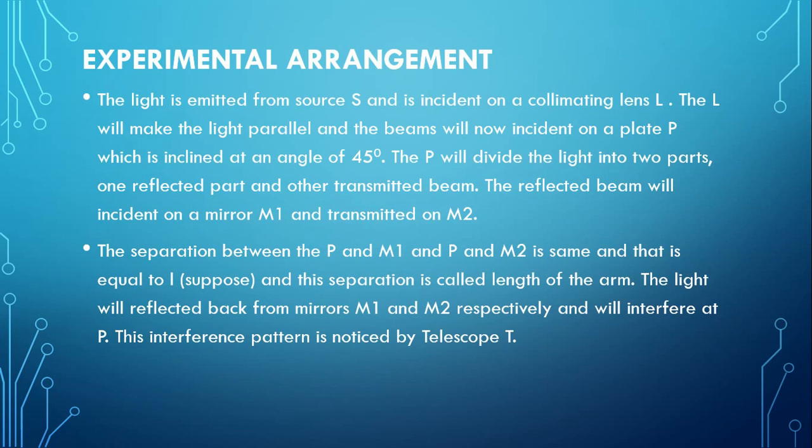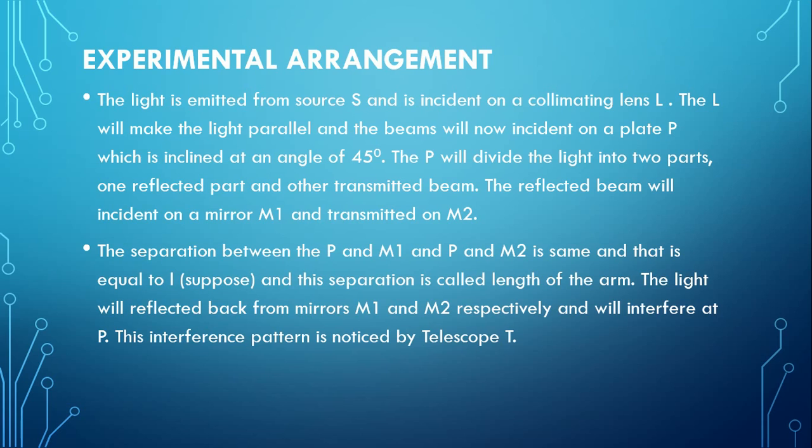Experimental arrangement. The light is emitted from the source S and is incident on a collimating lens L. The lens L will make the light parallel and the beam will now be incident on a plane P, which is inclined at an angle of 45 degrees. The plane P will divide the light into two parts, one reflected ray and one transmitted beam.